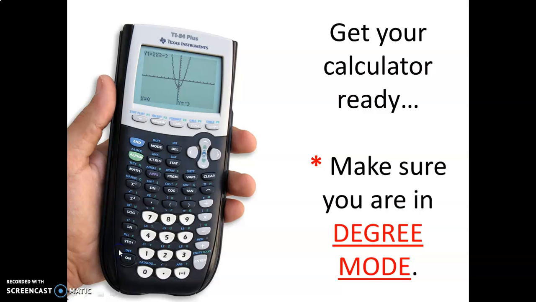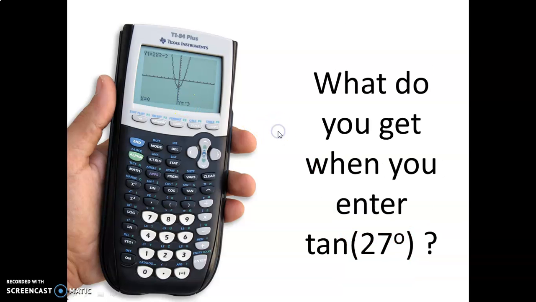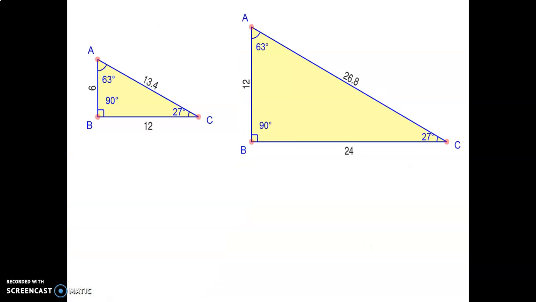Alright, a big idea in trig. So grab your calculator, make sure you are in degree mode. To do that, you can press mode right here, and you'll find a setting in there you can change to degrees. Make sure you go degrees. And now, what do you get when you enter tangent of 27 degrees? You should have gotten 0.5 or 1/2. Let's take a look why.